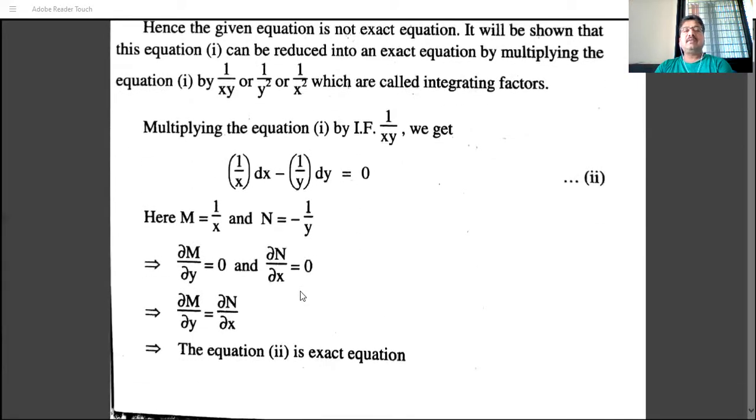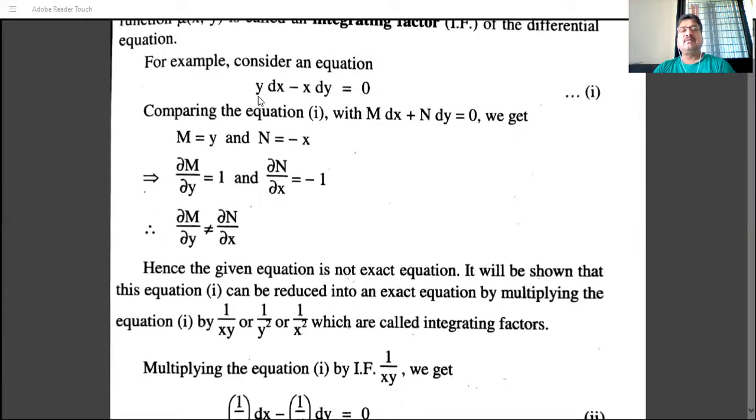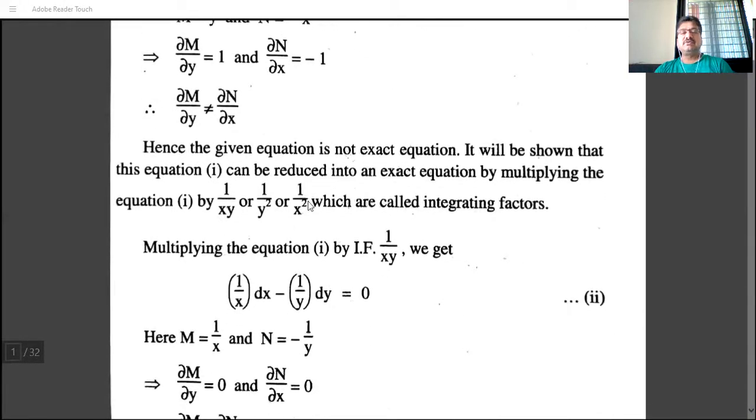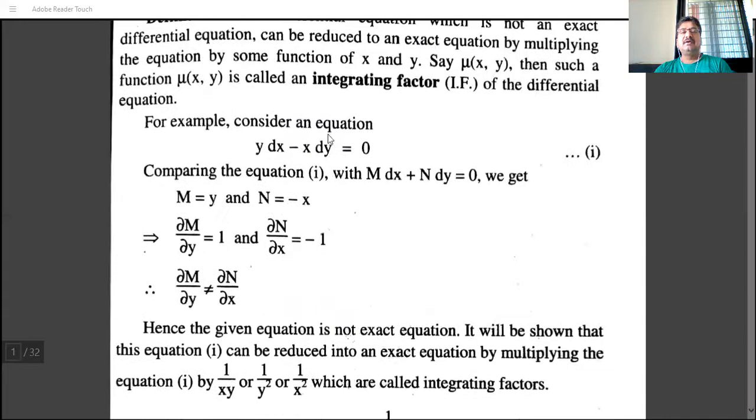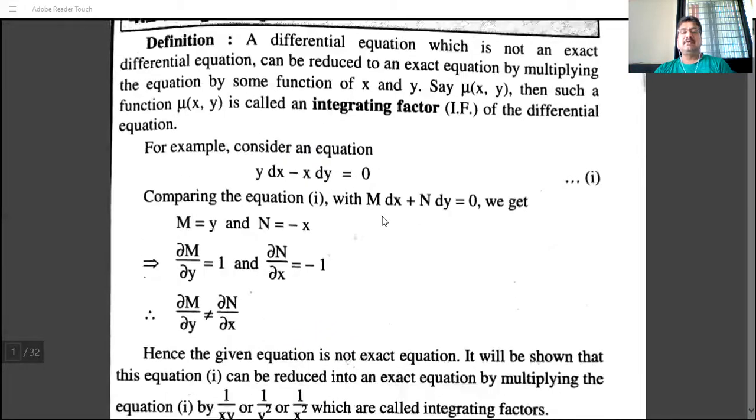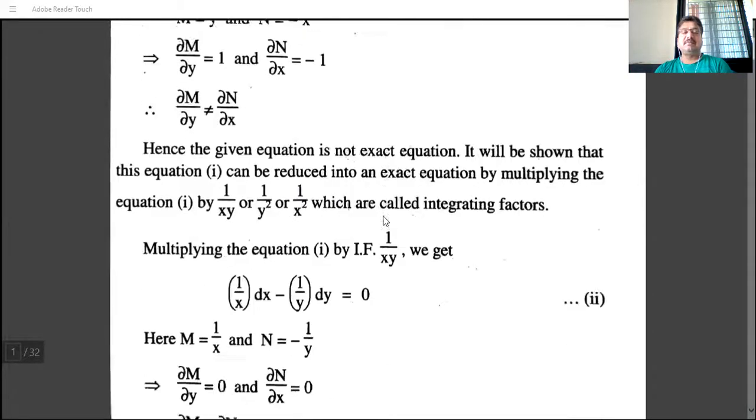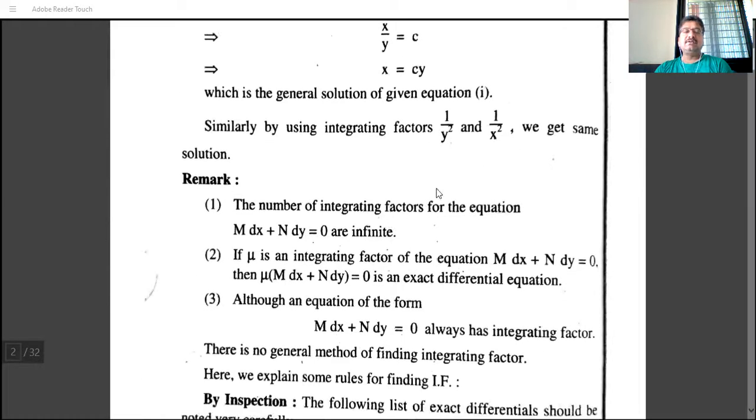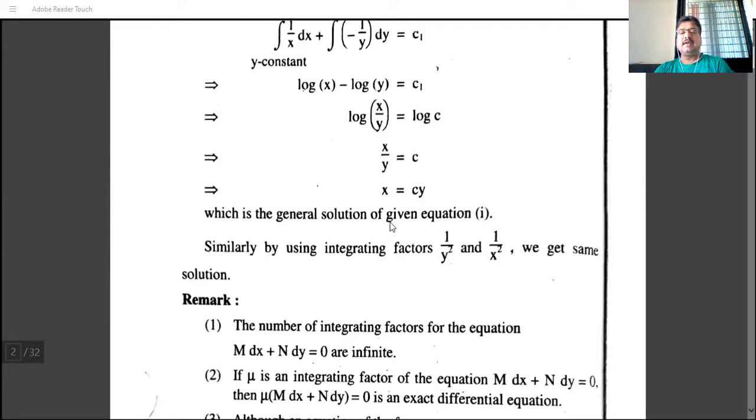If you multiply by 1/y², then this equation y dx minus x dy becomes an exact differential equation. And if you multiply by 1/x², then also this differential equation becomes an exact differential equation. So for interest, we can find the solution by multiplying by 1/y² and 1/x².